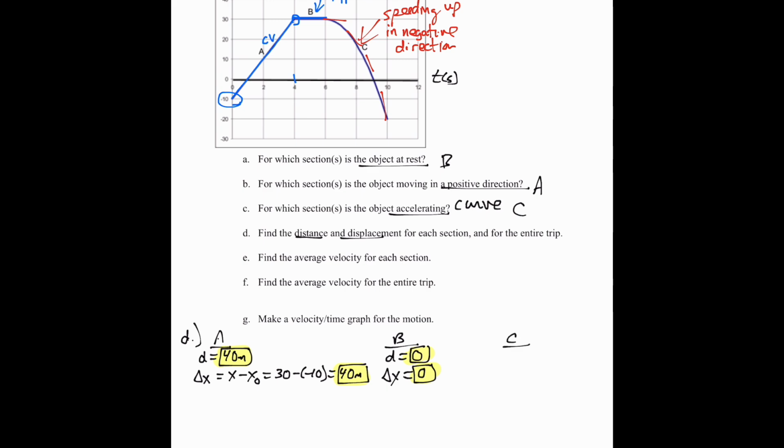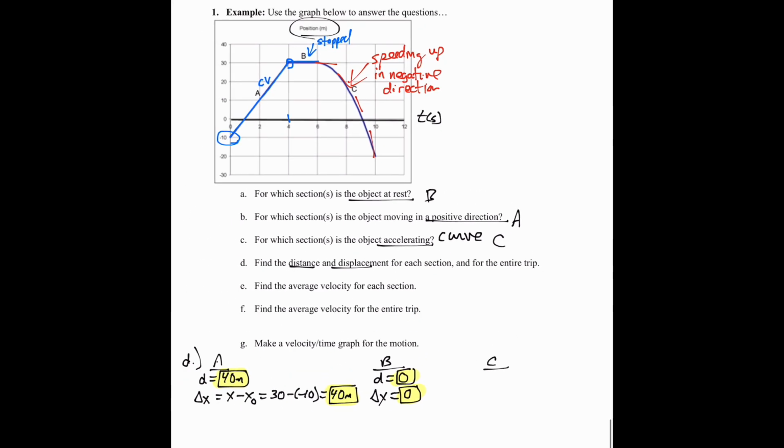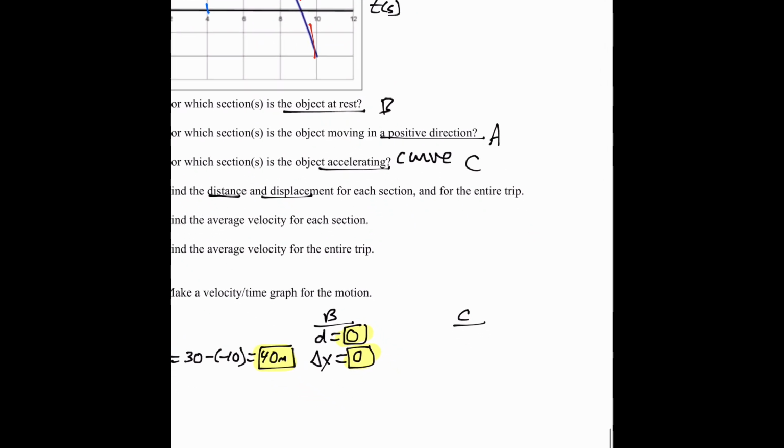And for segment C, we're going from 30, it looks like, to -20. So the distance would be 50, because remember, distance is just total length traveled, right? But now displacement, we're going final minus initial position. So let's go -20 minus 30, and that would be equal to -50, meaning we traveled 50 meters, but in a negative direction. A negative direction could be left, down, or backwards.